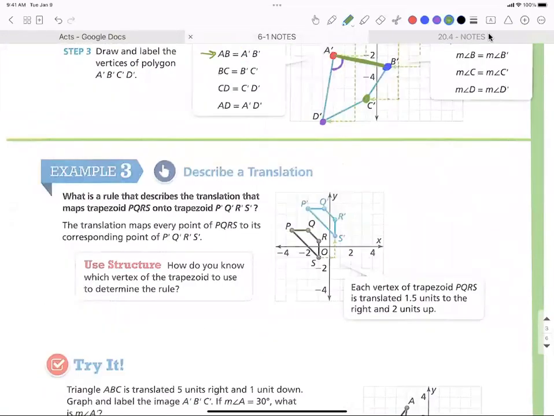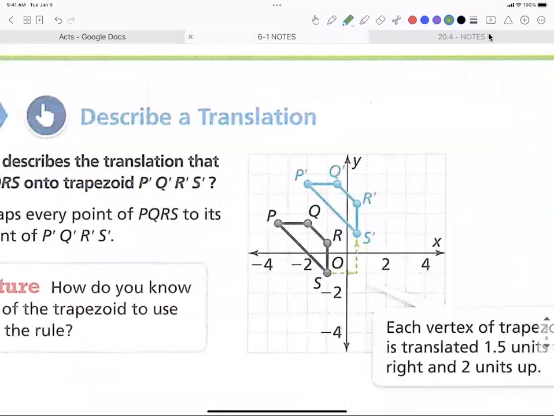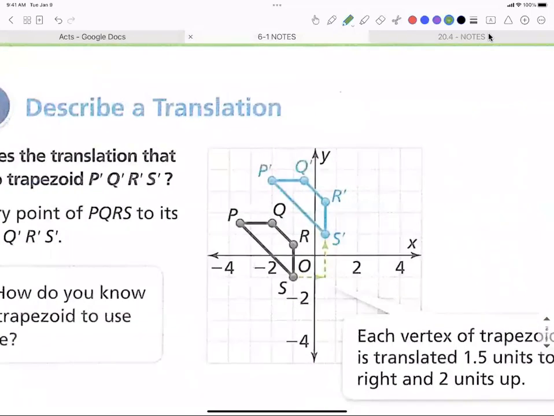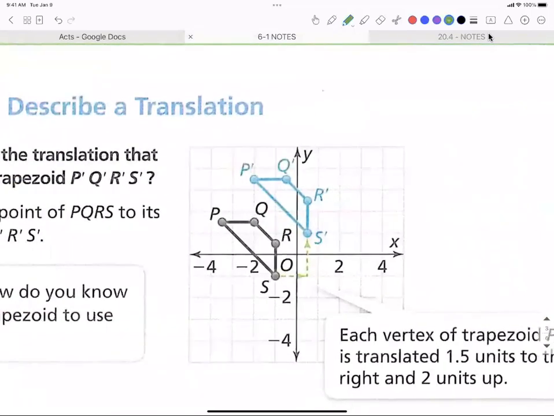So now, what if we're given the original and we're given the prime and we're asked to say what the translation was? Well, the way you do that, and always do it in alphabetical order. It will really be helpful if you do that. Always do a figure in alphabetical order. So P is my first letter that comes up in the alphabet. So I find the pre-image P, and I find P prime, and then I count how much up and how much over. I go up. See, this is a half a box, this is a half a box, and this is a half a box. I go up 2, I turn the corner, and I go over this way 1.5.